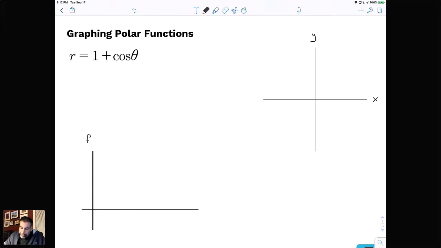And that's f of x equals 1 plus cosine x. I'm going to pretend it's a rectangular graph, because if I can understand how the rectangular graph works, that's going to give me a lot of great insight as to how the polar graph works.